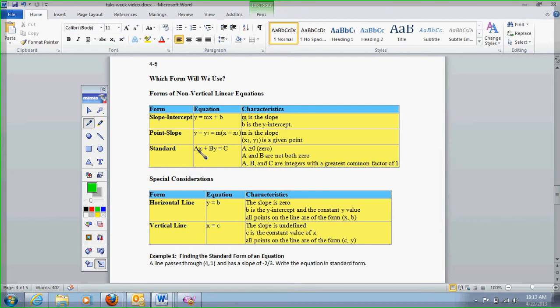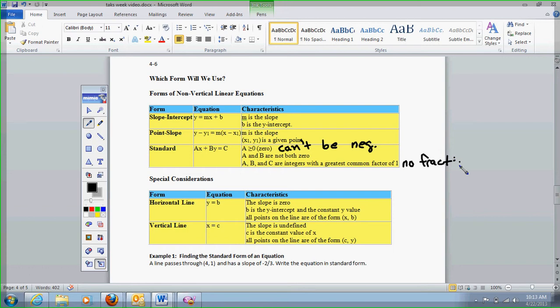It's capital A x plus capital B y equals C. It says where A is greater than or equal to 0. What this means here, where it says A is greater than or equal to 0, all you need to know is that A can't be negative. Okay? This A out front here cannot be negative. A and B are not both 0, and A, B, and C are integers with the greatest common factor of 1. And something to remember here, maybe making this easier, is no fractions.